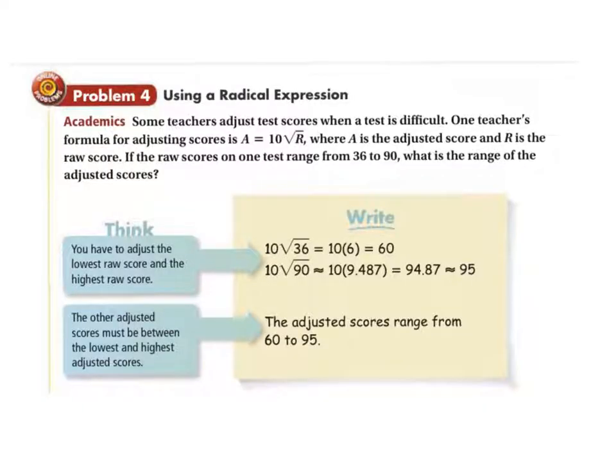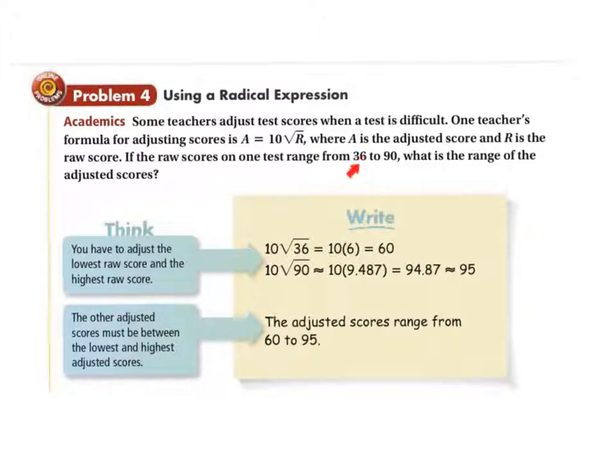All right, you knew it was coming. Story problems, I love them. All right. Some teachers adjust test scores when a test is difficult. It's called curving. I just kind of push your points up a little bit. One teacher's formula for adjusting scores is A equals 10 times the square root of r, where A is the adjusted score and r is the raw score. If the raw scores on one test range from 36 to 90, what is the range of adjusted scores?